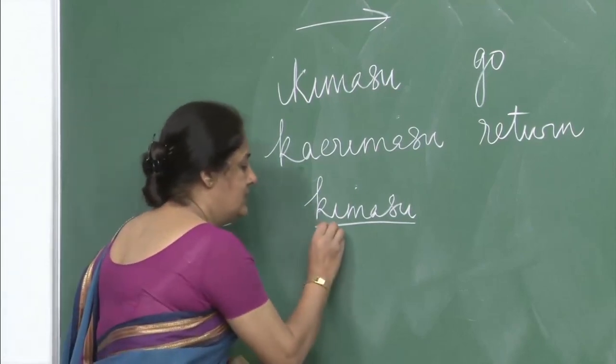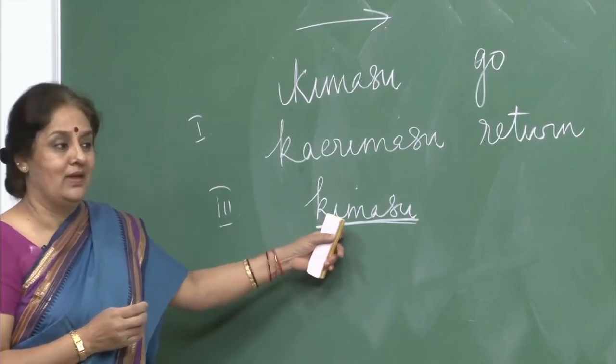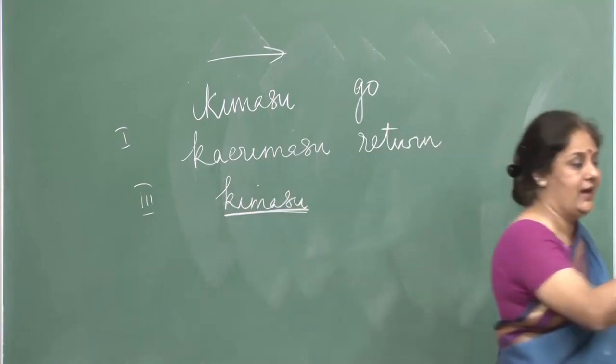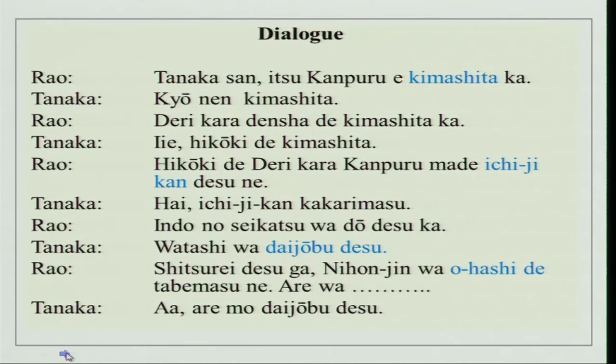Now, this verb also means come, and you will use this verb when you are present at that point. As over here, Tanaka-san is present in Kanpur. He is here. Rao-san is also here in Kanpur. So then, what does he say? Tanaka-san, itsu Kanpur e kimashita ka? When did you come to Kanpur? And not when did you go to Kanpur? Please remember, this is very, very important. When you are present at a certain point, when you are talking about that place, then always verb kimasu is used.